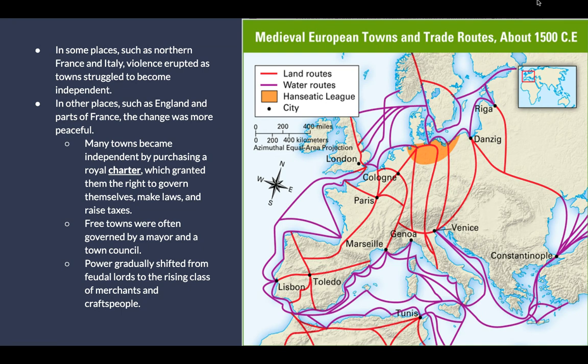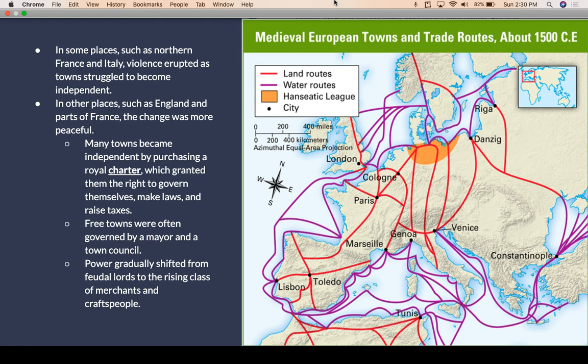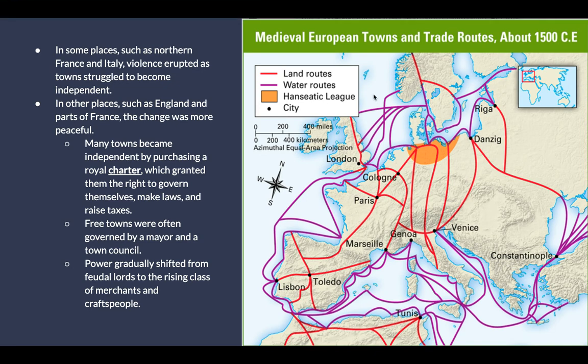All right, so if you look at this map on the right-hand side, this is taken right from TCI. It is medieval European towns and trade routes, about 1500 CE. The red lines represent land routes. The purple lines represent the water routes, and the black dots represent larger cities that began to develop.